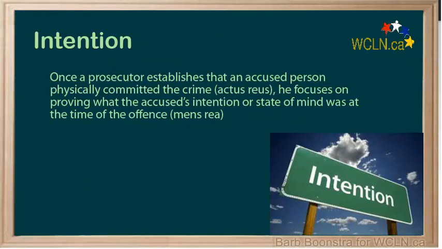Once a prosecutor establishes that an accused person physically committed the crime, actus reus, he focuses on proving what the accused's intention or state of mind was at the time of the offense, mens rea. Common types of mens rea are recklessness and willful blindness, knowledge, motive, attempt, conspiracy.